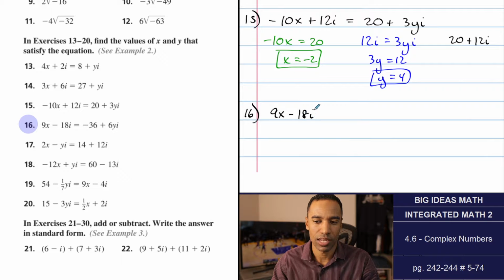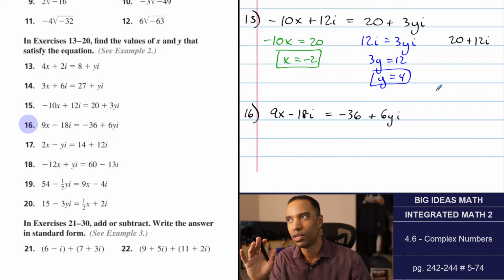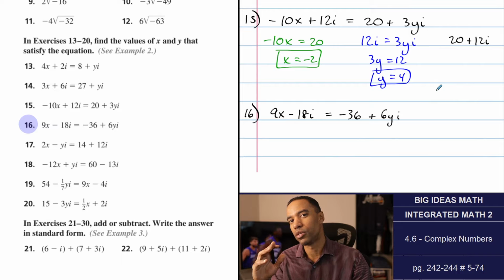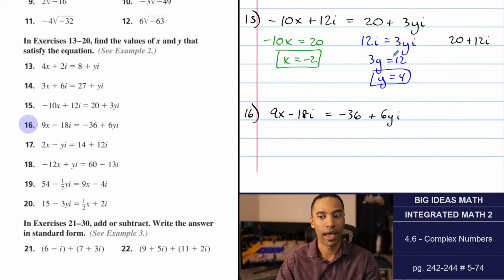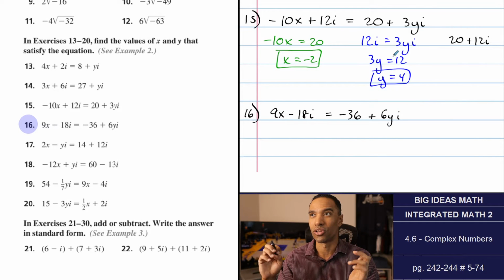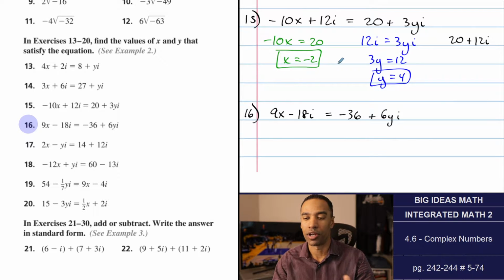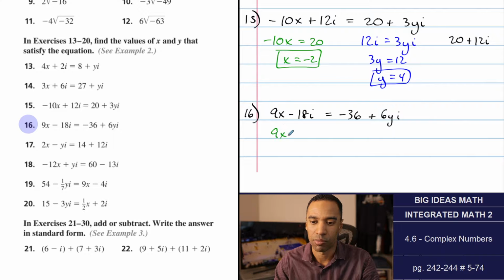9x minus 18i equals negative 36 plus 6yi. Notice how the i is coming after even the variable in this case, because the x or the y are part of real numbers, so the imaginary part comes after the fact. It's not an alphabetical thing this time. i is not a variable, but there are a lot of things like variables that we treat it as because you're multiplying it with another number to do something, and just like anything else, we would combine like terms in that way.